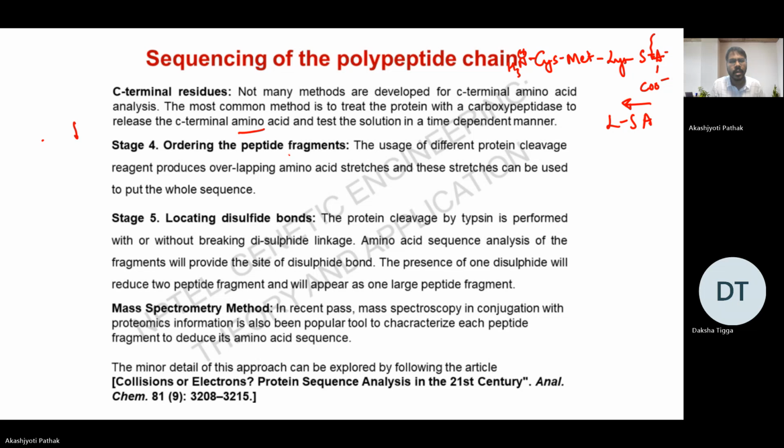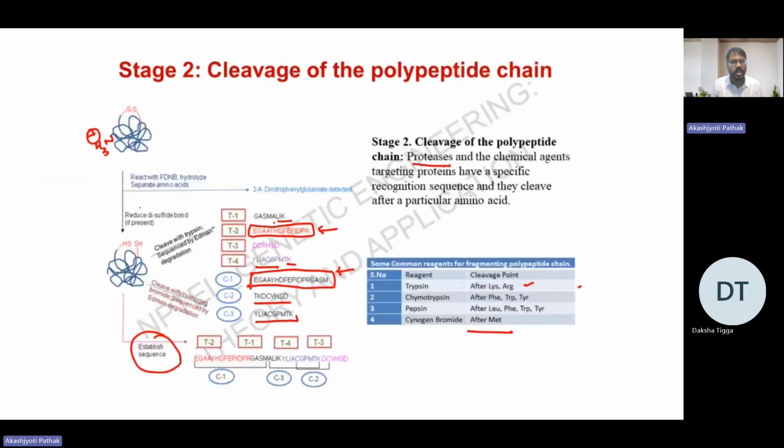Okay. Now you can again sequence each of these. You can order the peptide fragments. How will you sequentially arrange these peptide fragments? By the usage of different protein cleavage reagents. Like here you saw in this figure, we have used two different reagents. One is we have treated with trypsin and we have treated with cyanogen bromide. And we have the information that trypsin will cleave after the lysine and arginine residue. Cyanogen bromide will cleave after the methionine residue.